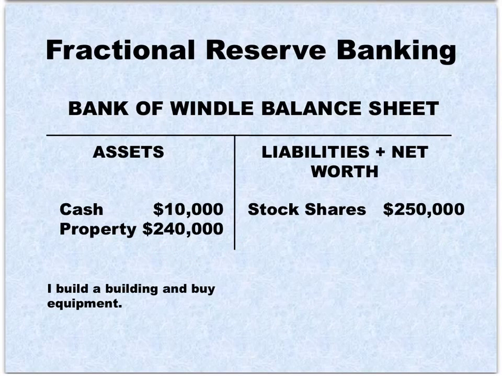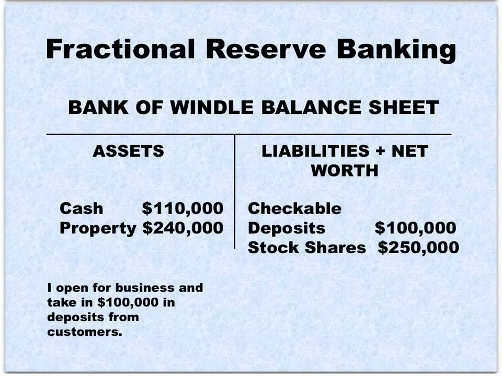Now we're going to invest some of that $250,000 in cash. We're going to build a little bank or buy a trailer. We're going to buy some equipment. And at the end of that initial phase, we're going to have spent all but $10,000 in the cash. Notice that our assets are still $250,000. We value the property at what we paid for it. And over here, of course, we have no liabilities yet. We're still all equity, all net worth at $250,000. Now we need some deposits, and so we get customers to come in, and they bring in $100,000 in deposits in checking accounts, and of course that money is reflected in an increased amount of cash.